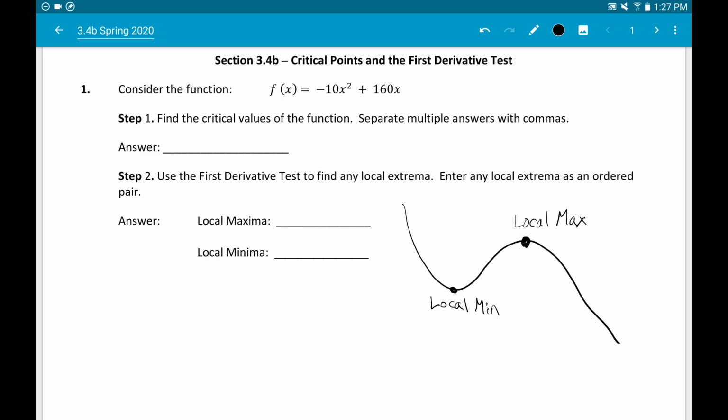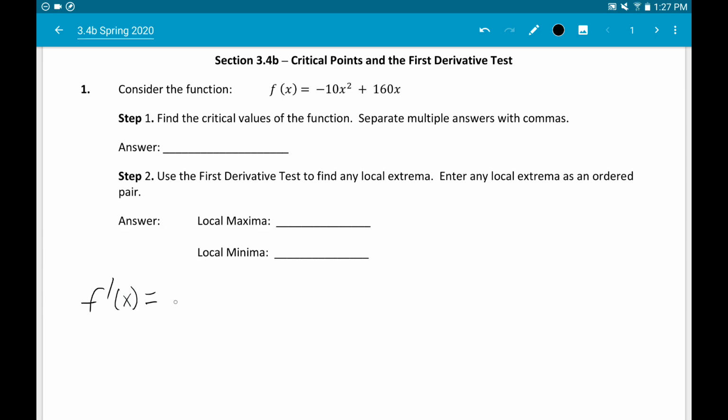Okay, so let's go ahead and look at what to do here. So I mentioned a lot of this is the same as what we already did in 3.4a. So if I want the critical values, I'm going to take the derivative. So f prime of x equals negative 20x plus 160. Again, the definition I mentioned for critical values is an x value such that the derivative either equals 0 or is undefined. In this case, we'll just set the derivative equal to 0.